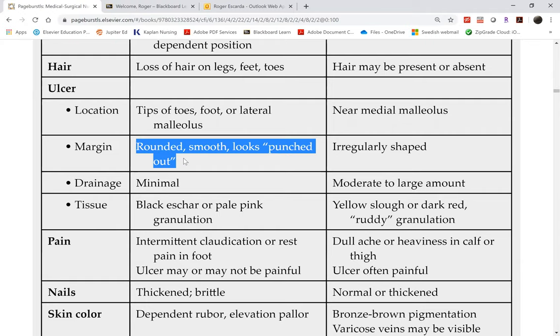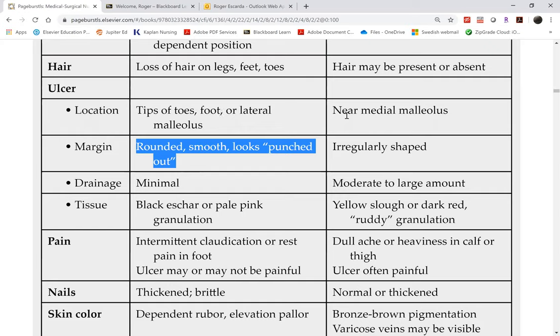Like a paper puncher, a hole puncher. It looks like that because of the nature of the problem. There's minimal drainage unless it's infected. And there could be eschar. The eschar can be pale pink, or it could be a yellow slough, or even black eschar.